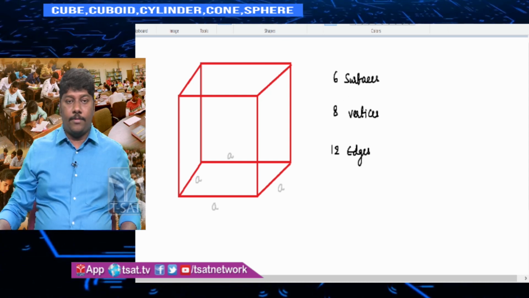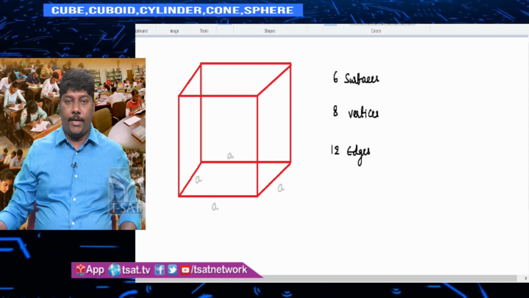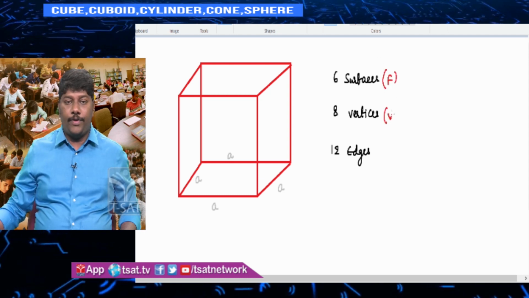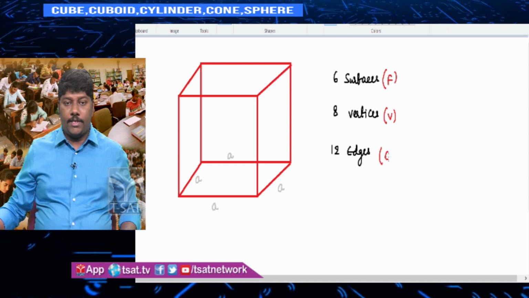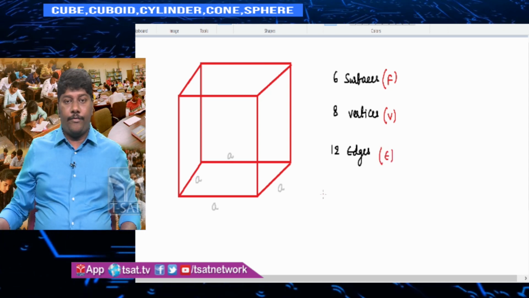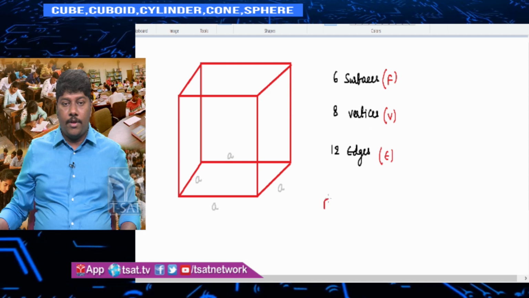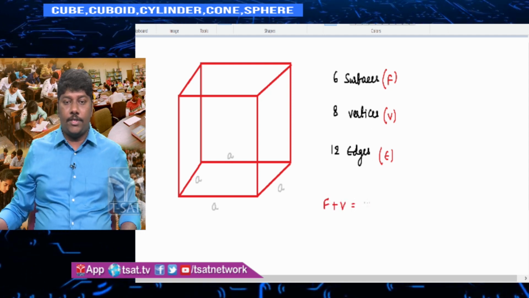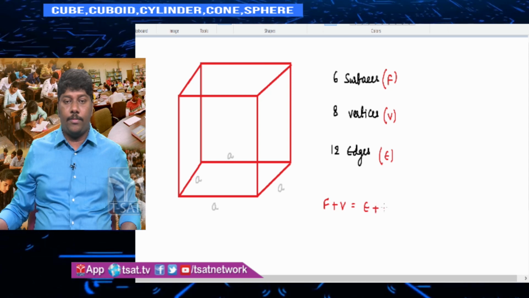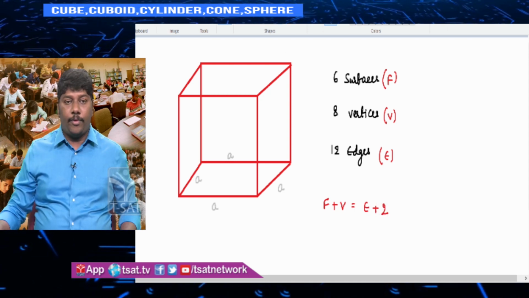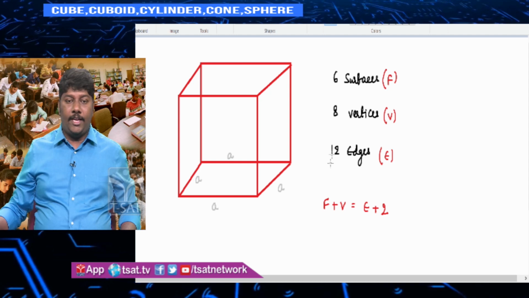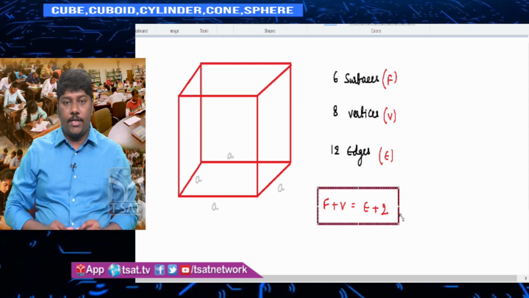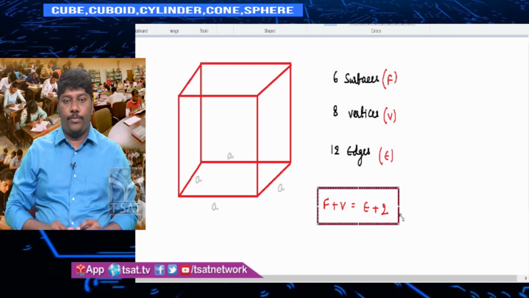For any polyhedron, just remember, surfaces we call faces F, vertices V, edges E. The relation between them is that the number of faces plus the number of vertices equals the number of edges plus 2. This holds good for any polyhedron. So, F plus V equals E plus 2.